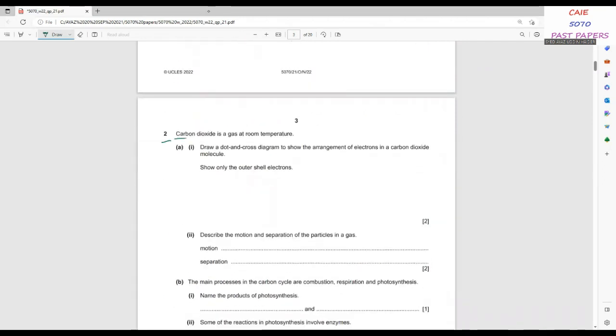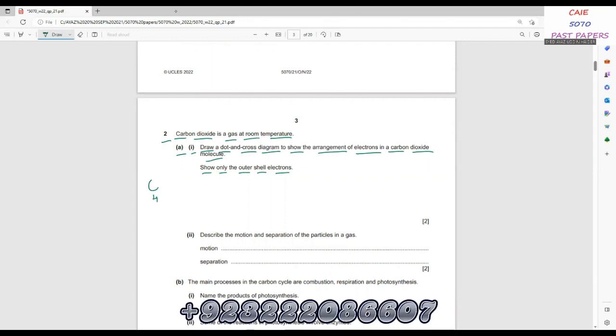Question number 2, carbon dioxide is a gas at room temperature. A1, draw a dot and cross diagram to show the arrangement of electrons in a carbon dioxide molecule. Show only the outer shell electrons. First of all, you should know the formula of carbon dioxide. Carbon belongs to group 4. So the valency of carbon will be ±4. And oxygen belongs to group 6. The valency of oxygen will be -2. So ignore their charges. You will get 4 and 2.